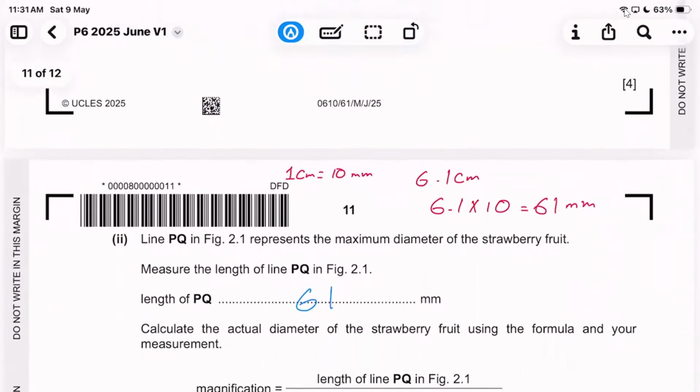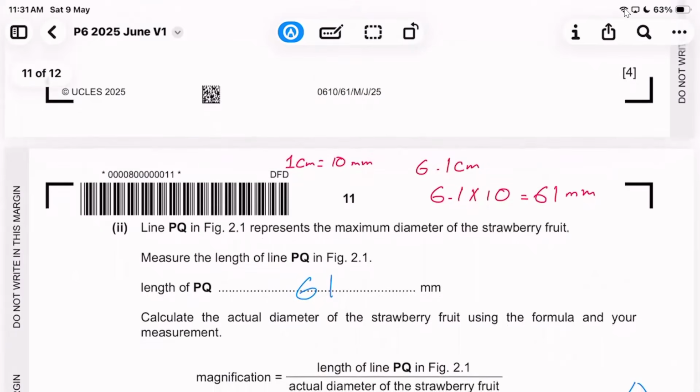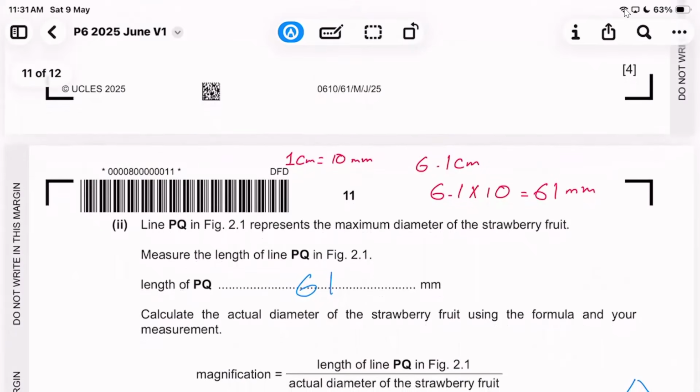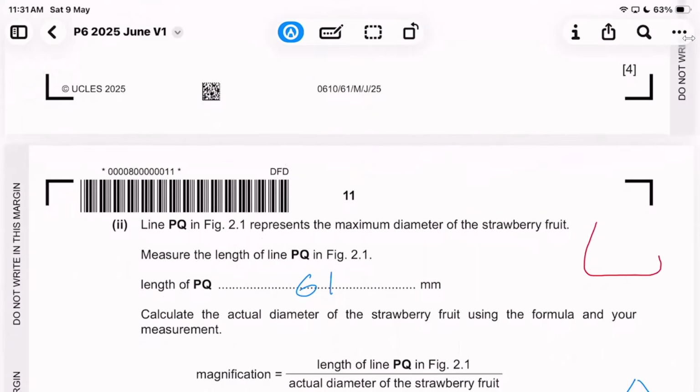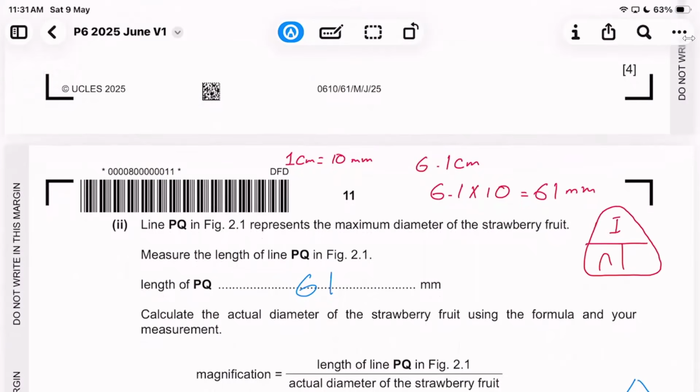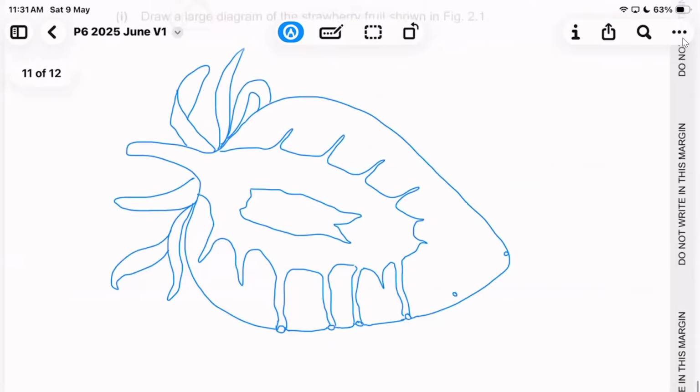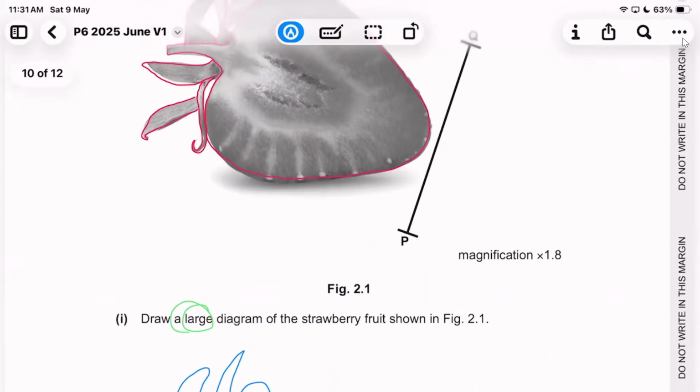Calculate the actual diameter of the strawberry fruit using the formula. They give us the rule. We also have the magic triangle that makes it easier. This magic triangle says I, A, M: image, actual size, magnification. They ask to calculate the actual diameter, which is equal to image divided by magnification. If you concentrate, we can find the magnification, which is equal to 1.8 times.